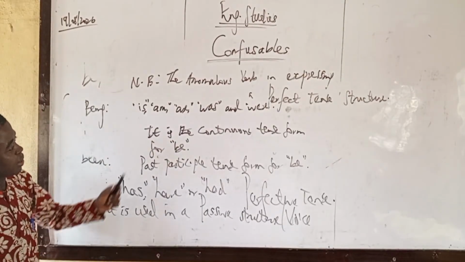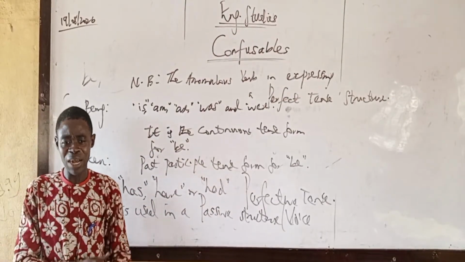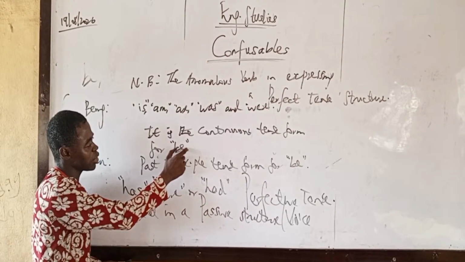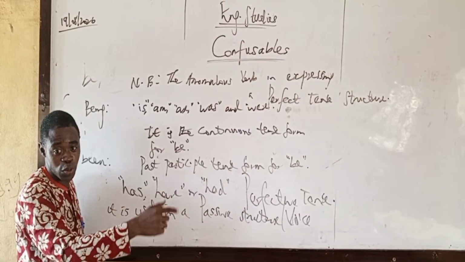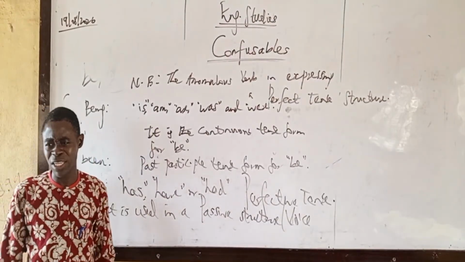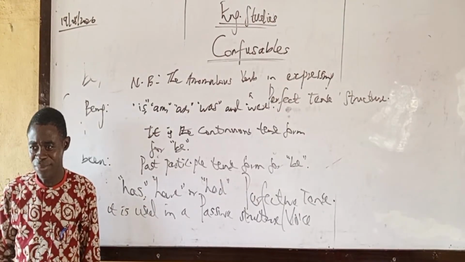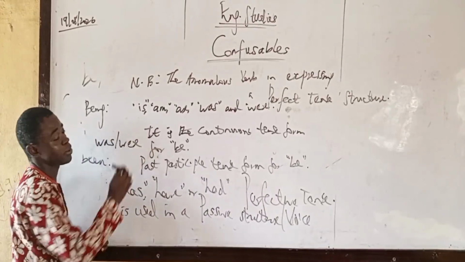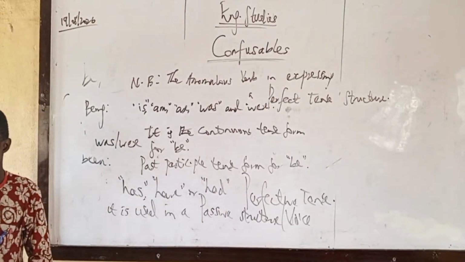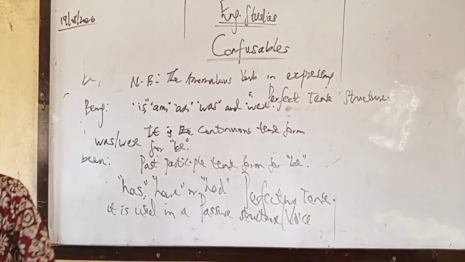Let's come back. Now, I said it is the continuous tense form for be. I've told you that the past participle form for be is what? Being. The continuous tense form is what? Being. The question is, what is the past tense form for be? Because it has a past tense form. Be? No. The past tense form is either was or were.